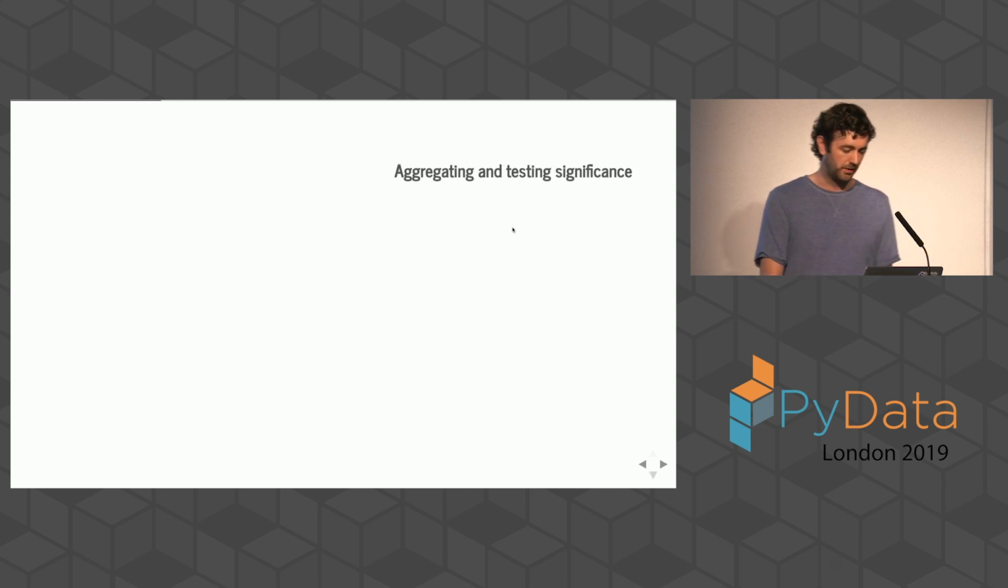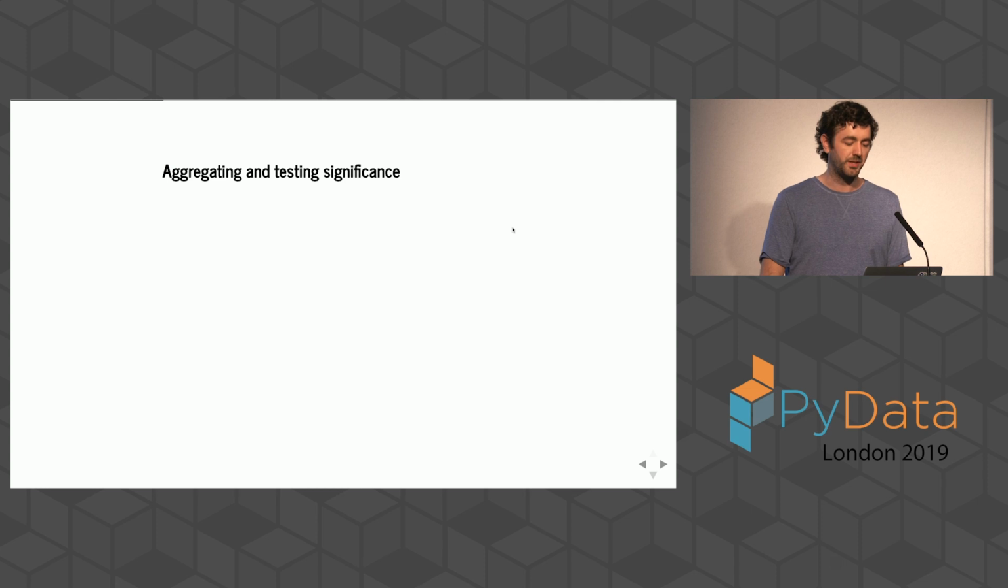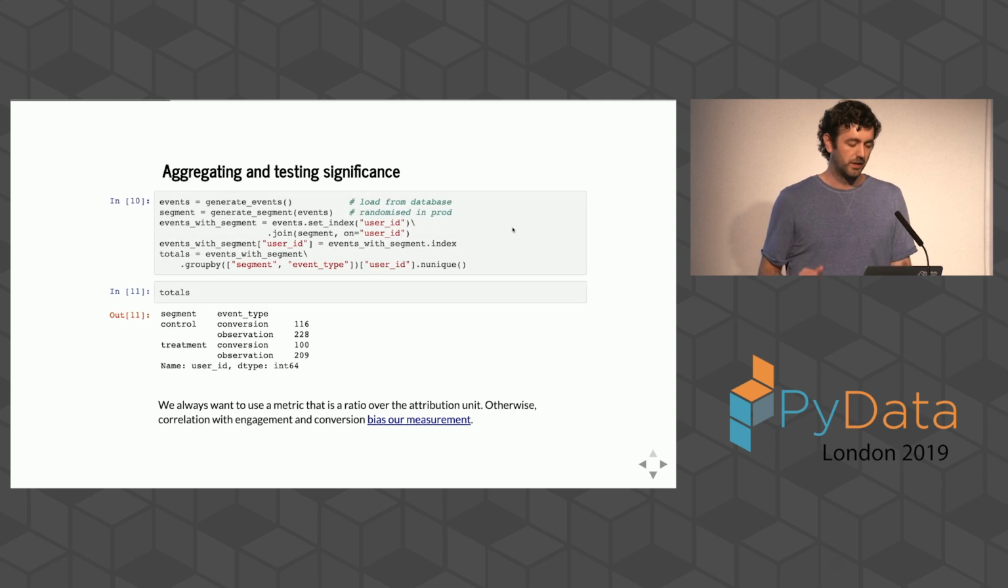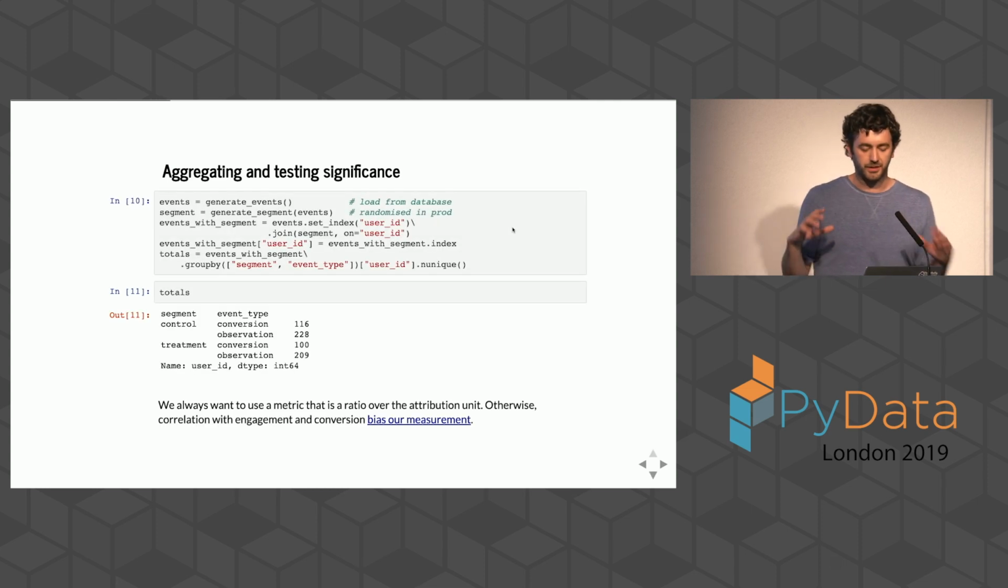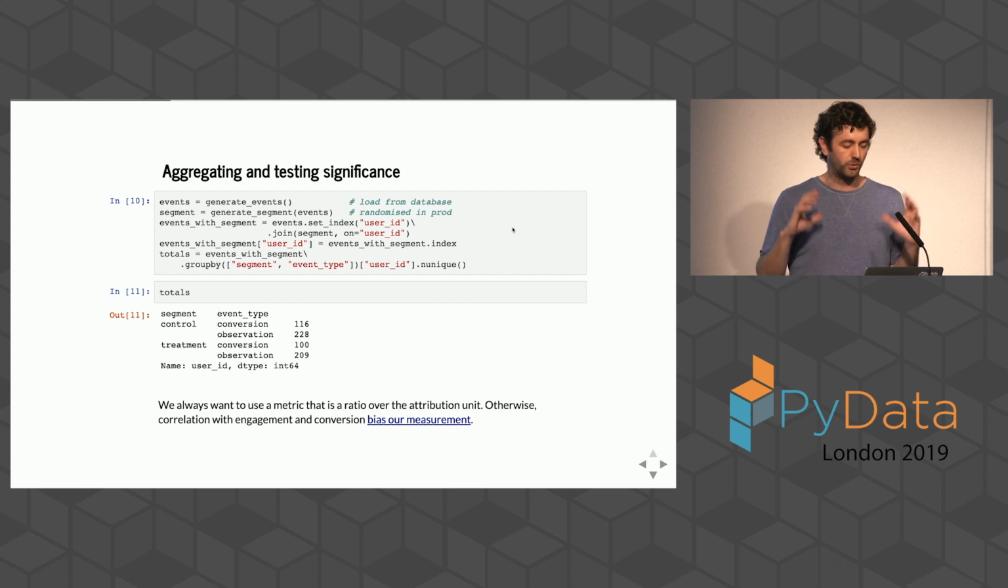So let's start actually processing the tests. The first thing you need to do is take all your events and group them to end up with the four numbers that we talked about. So for control and for treatment, observations and conversions. Okay, so here we can see we have 228 observations and 116 conversions for control.